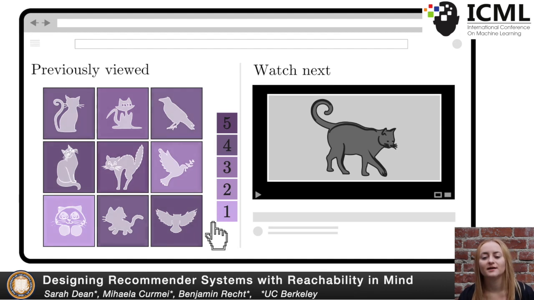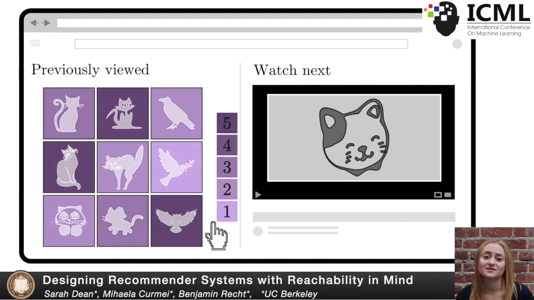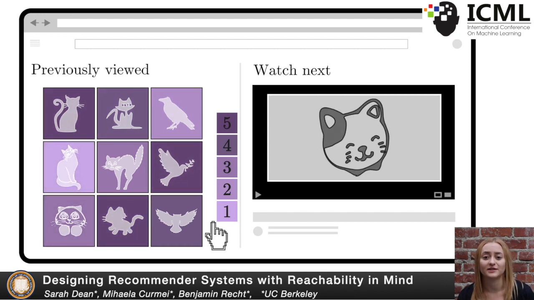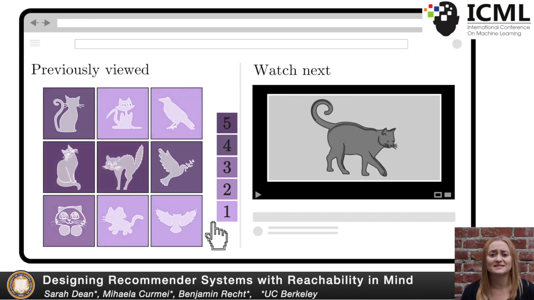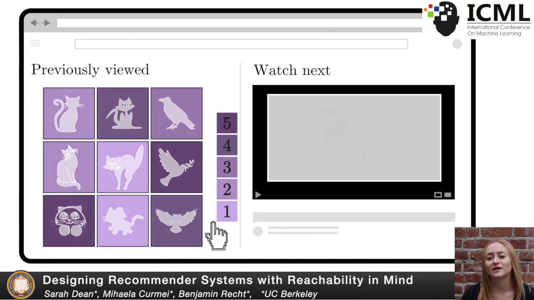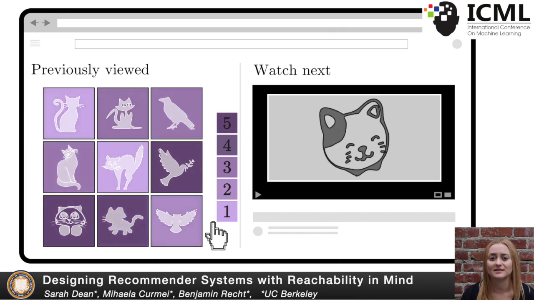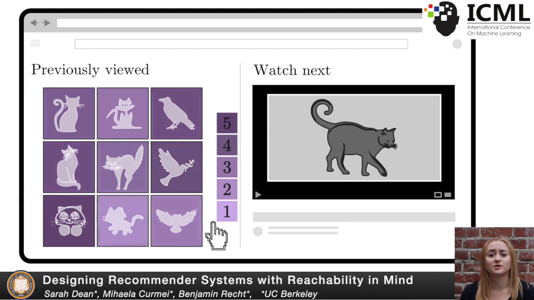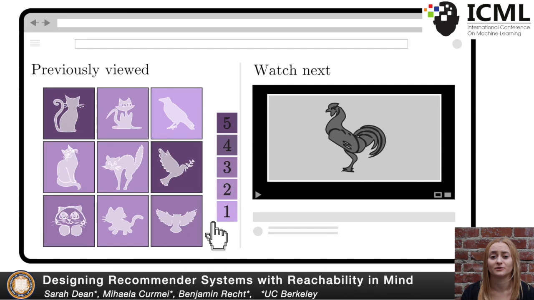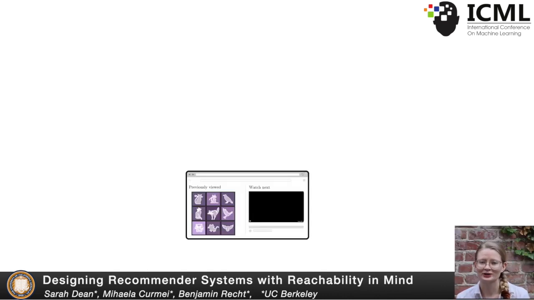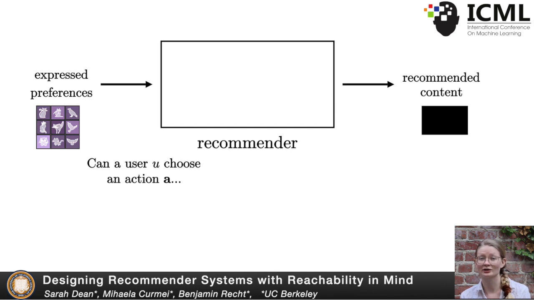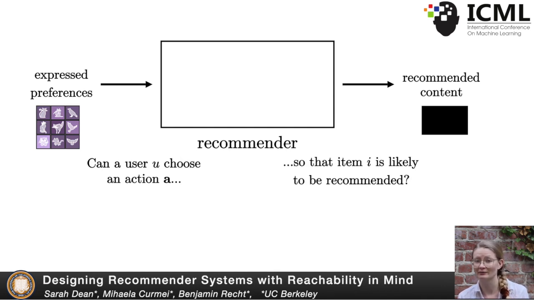For example, if I love to watch cat videos, it is not surprising or bad that I am often recommended videos about cats. But is it possible for me to see a video about a bird instead? What range of options can I possibly see for different permutations of ratings on the left? Which items are reachable? In this work, we ask the question, can a user choose an input action so that a particular item is likely to be recommended?